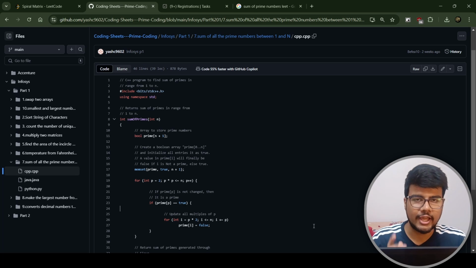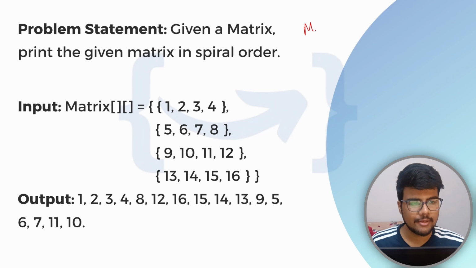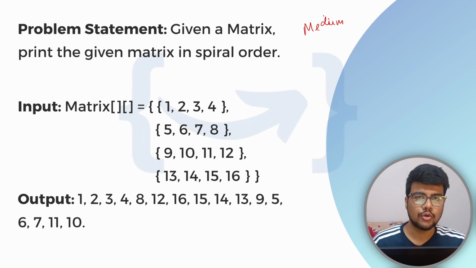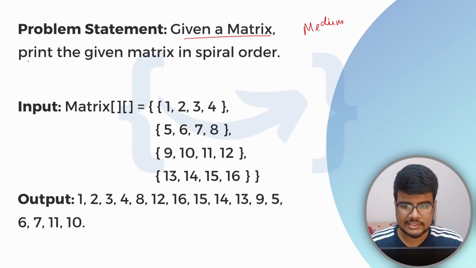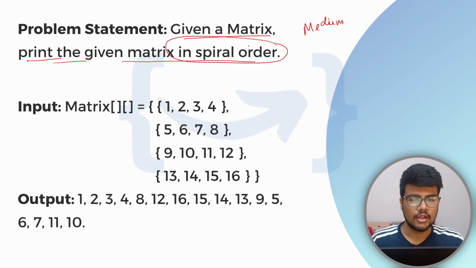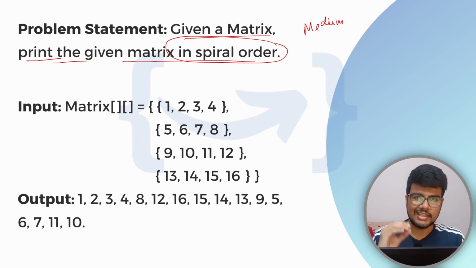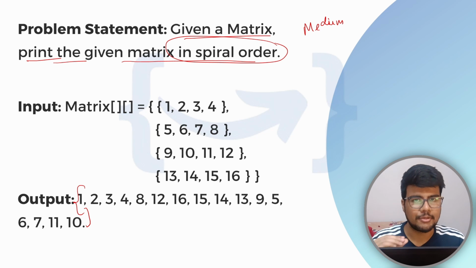Now, without wasting time, let's see the second problem. The second question is a medium level LeetCode problem which was asked in a previous year, that's why I took this question for the mock. Given a matrix, print the given matrix in a spiral order. What do we mean by spiral? We'll see in the explanation. You need to output in this format. So let's hop over to the explanation part.